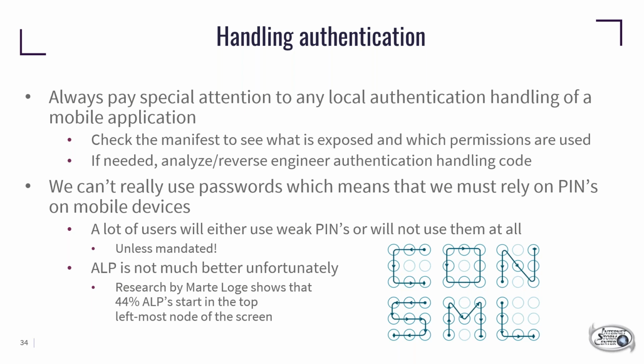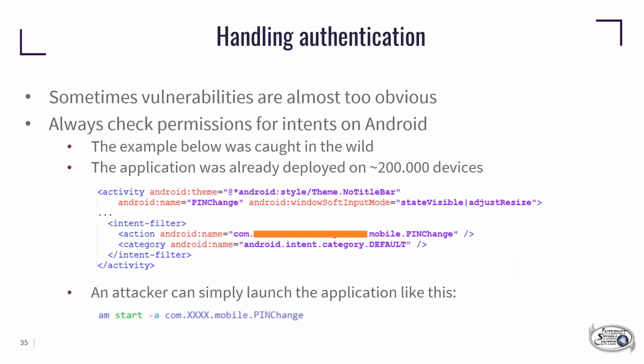So let's see what we can do with applications here. Sometimes we have examples which are almost too obvious. You can see here a manifest for an Android application that actually has an intent, which is a method you can call on an Android device, called mobile.pinChange, which has no correct permission. So an attacker can simply launch the application, as you can see at the bottom of the slide, and actually call the pinChange function without any problems whatsoever. Game over. We can change any pin we want.